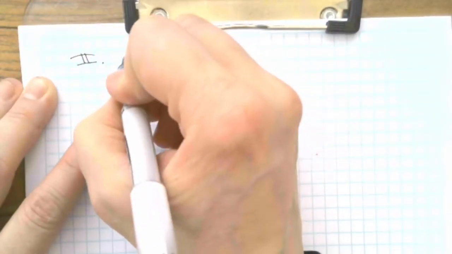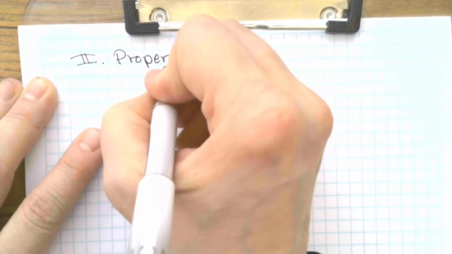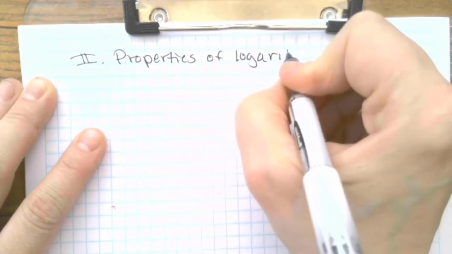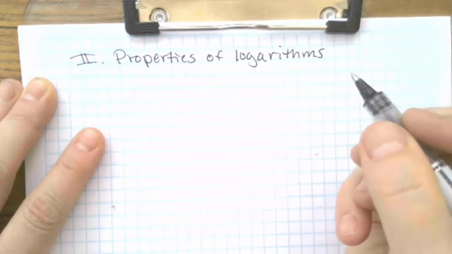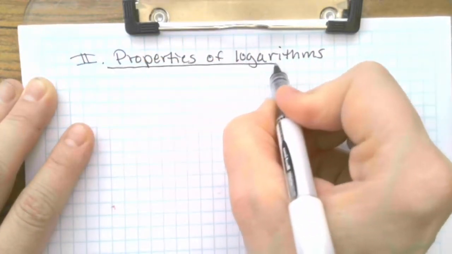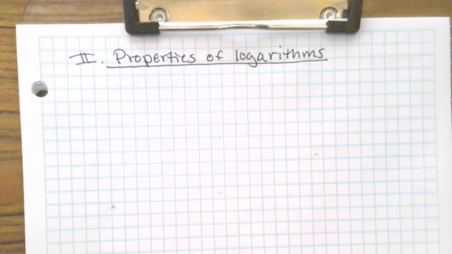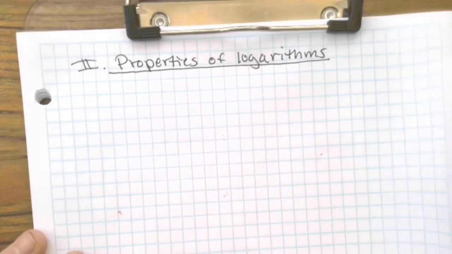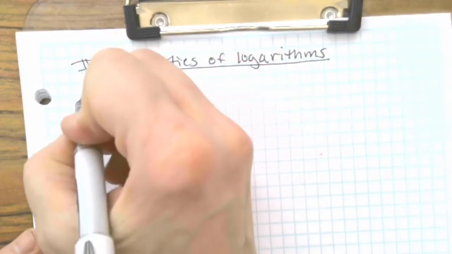All right, so Roman numeral 2, properties of logarithms. I'm going to give you the property, but I'm also going to show you how to figure it out. So if you can't remember the property, hopefully we get to a place where we can find it using another method. So here are our properties.